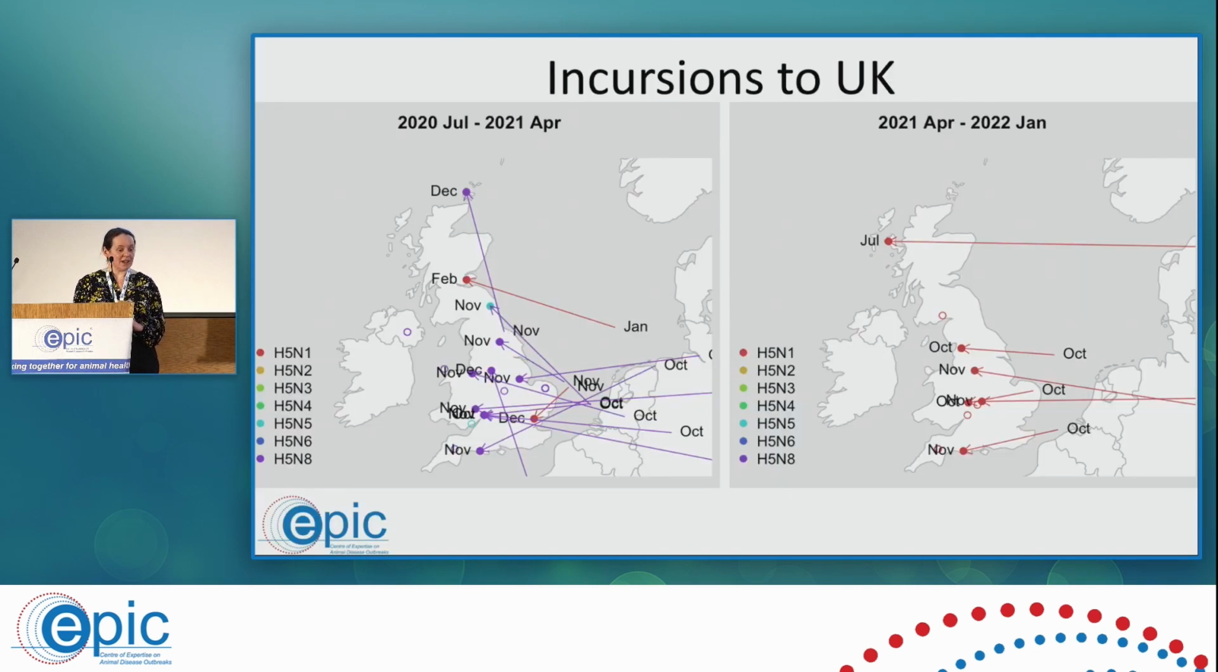If we look just to the UK, you will see that in 2020-21, it was mostly the H5N8 that came over to the UK, and you can see that for the most part it's coming from the European direction, around October, November, apart from the odd few which seem to be coming exceptionally from somewhere else. And then again you see in 2021 and then to the current that you've got H5N1 coming over.